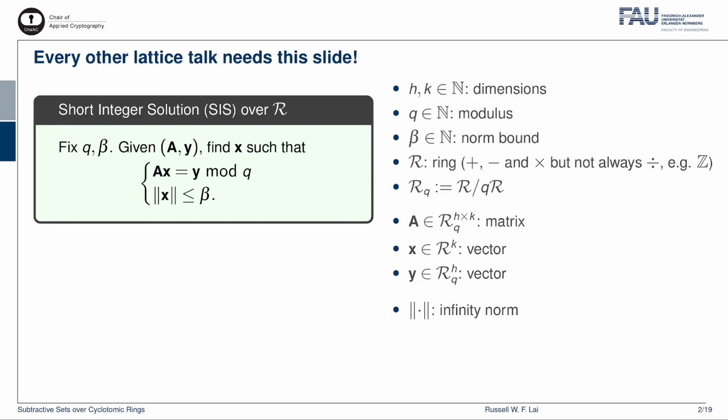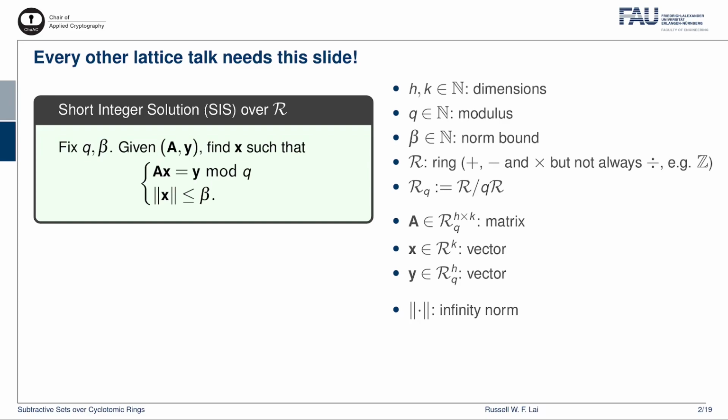Let me begin with this slide that every other lattice talk needs. That is the slide about the short integer solution problem, or the SIS problem. The SIS problem is parameterized by a modulus q and a norm-bound beta, and a problem instance is given by a matrix A and a vector y, and it asks us to find a short vector x so that A times x equals y modulo q, and the norm of x is bounded by beta.